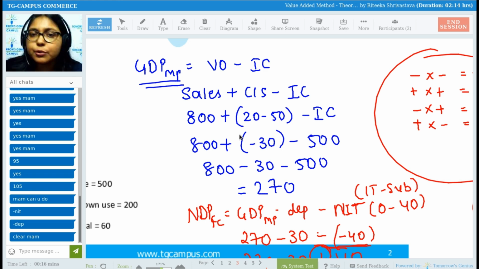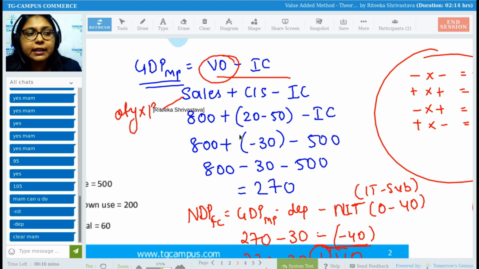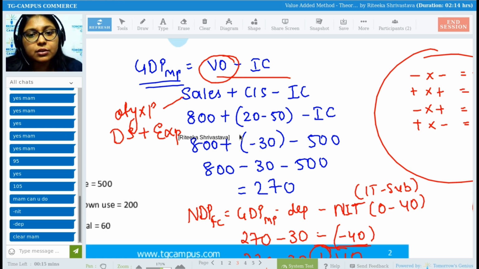In the next class also, we will solve 2 or 3 more questions, and then we'll move towards the next topic. These are very simple things. You should just know the formula and where to put it. Here, if value of output and intermediate consumption had been given directly in the question, we would have used the values directly. But since value of output is not given directly, we have to go into more detail. If sales had also not been given, we would have gone into more detail, that is quantity into price. If domestic sales had been given, we would have done domestic sales plus exports. Likewise, you have to read and understand the question.